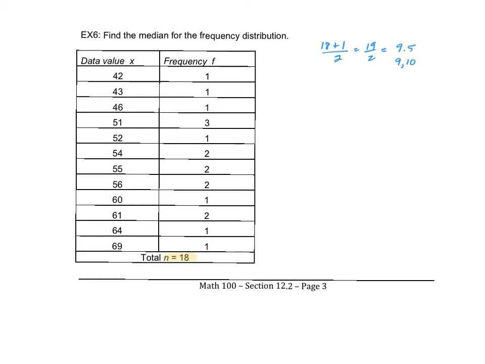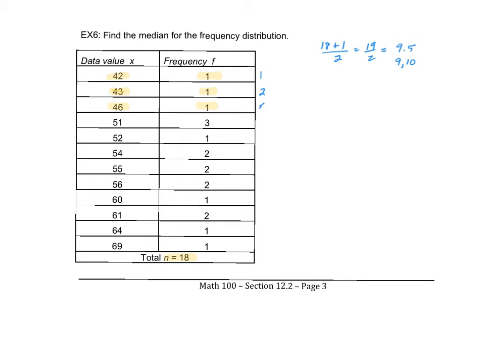So how can I tell which one that is? Well, let's look at the table. In this first row, I have the data value of 42. I have one of those. So that would be position number 1. In the second row, I have a data value of 43, and I have one of those. So I have a 42 and a 43, so this should be my second position. All right, so let's look at the next row. 46, I have one. So this would be my third position.